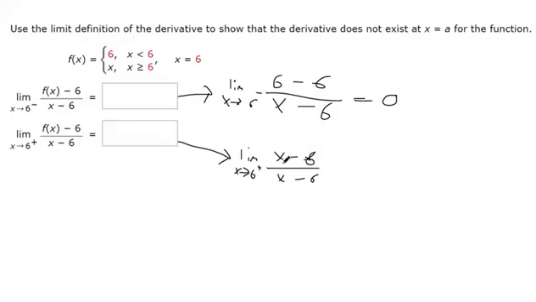And so if you simplify this before trying to evaluate the limit, like we did up here, it's x minus 6 divided by x minus 6. That's 1, because it's the same expression divided by itself. So x minus 6 divided by x minus 6 is just 1. And the limit as x approaches 6 from the right of a constant 1 is just going to be 1. So they're not the same. Therefore, the derivative does not exist at x equals 6.